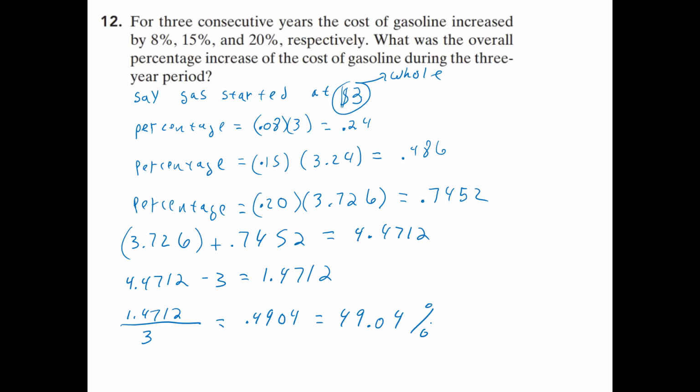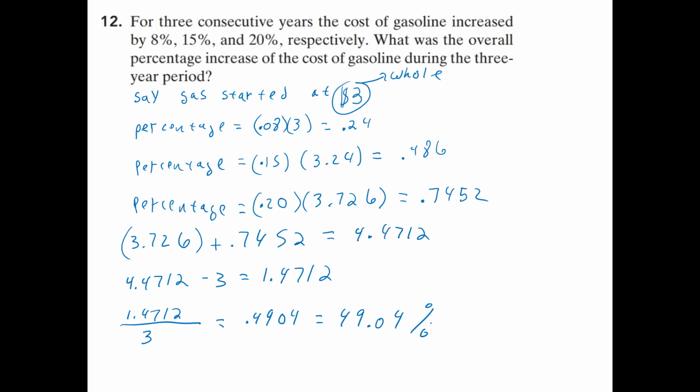Another thing that's very common is for people to say, okay, we went through 8% and then 15% and then 20%, and then people just add them straight across. 8 and 15 is 23 and 20 is 43. So they would expect that it went through a 43% increase, but that's not how it works, right? And so you need to be careful with that. But this is how it works, and we end up with a 49% increase, right?